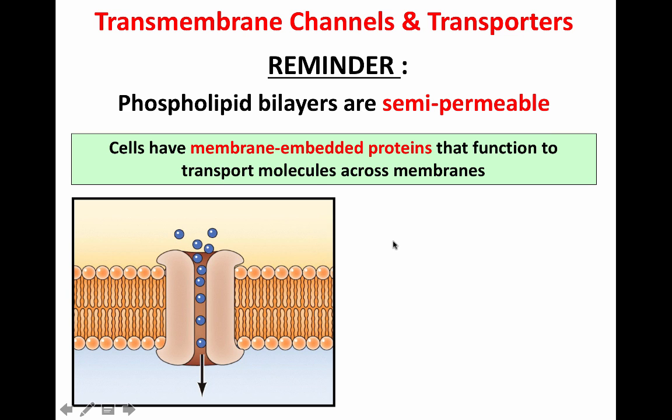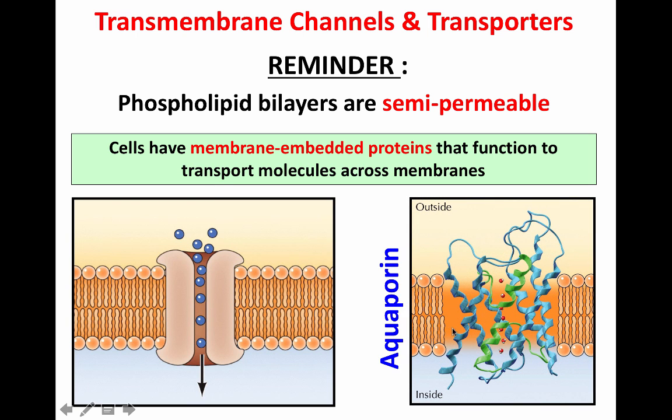And the answer to this very often is that cells have membrane-embedded proteins, or transmembrane proteins, that function to transport molecules across. And so shown here is an example, just a schematic depiction of a transmembrane channel protein that transits through the plasma membrane or through a phospholipid bilayer and has a channel in it that allows a passageway for molecules that might otherwise not be capable of getting across the membrane.